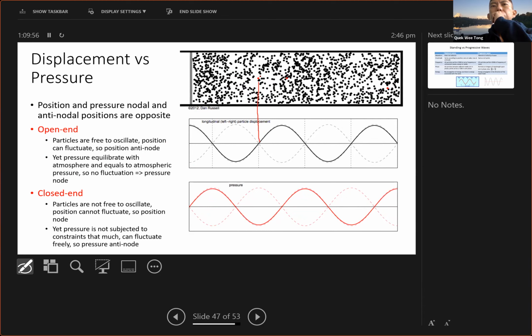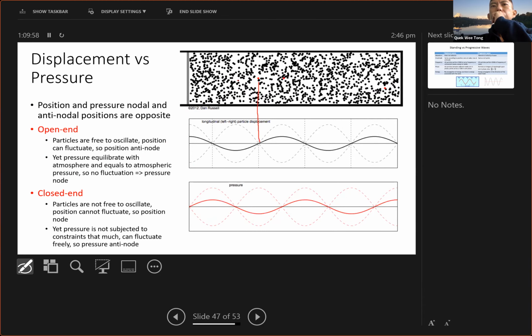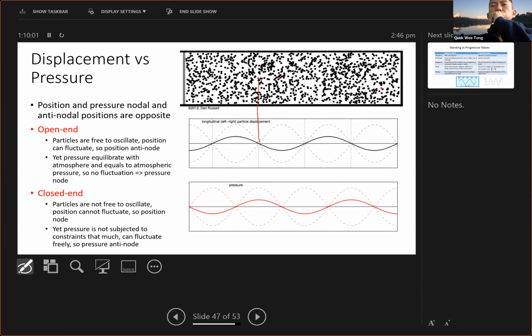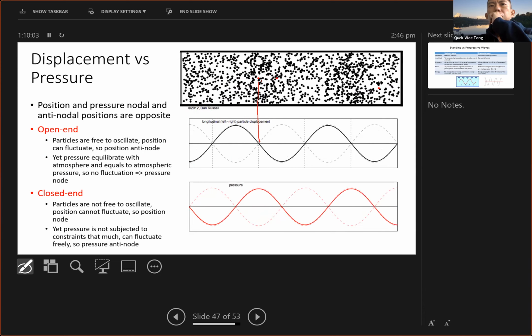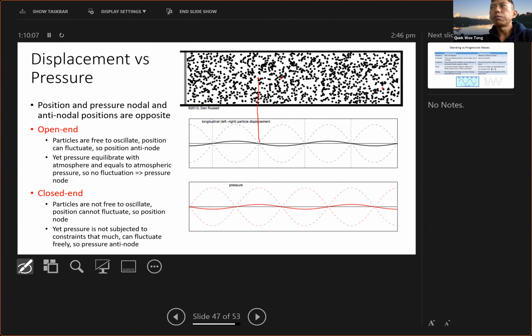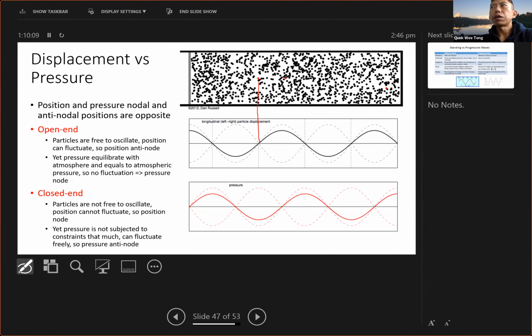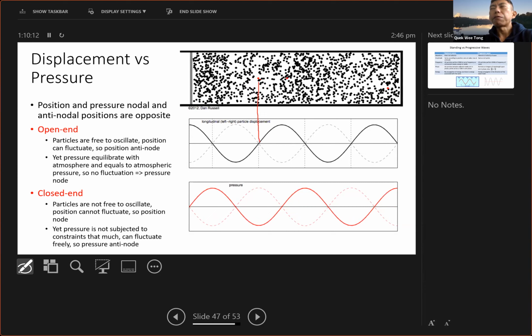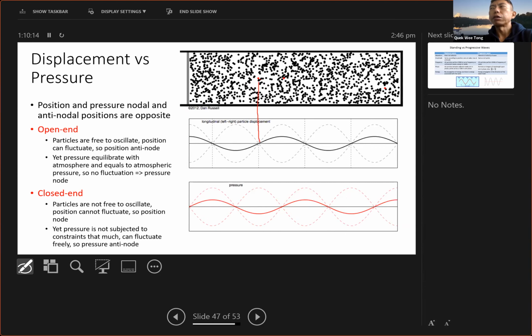At some moment, they are going far from him, then sloshing towards him, squeezing him, then far from him, squeezing him, far from him, squeezing him. So far and squeezing him means what? It means the pressure will change. When people are far from the particle, that is low pressure.